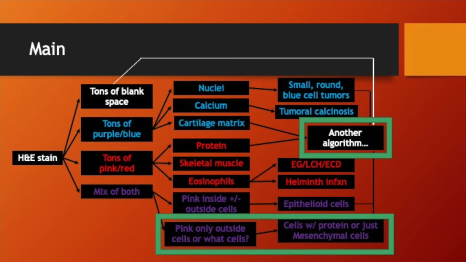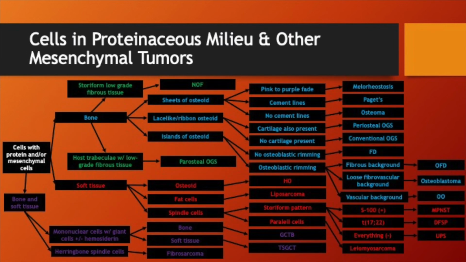So we're going to go down the what cells population, which again is going to be the cells with protein, or just simply mesenchymal cells. So we're going to start with that same question. Are we in bone? Are we in soft tissue?